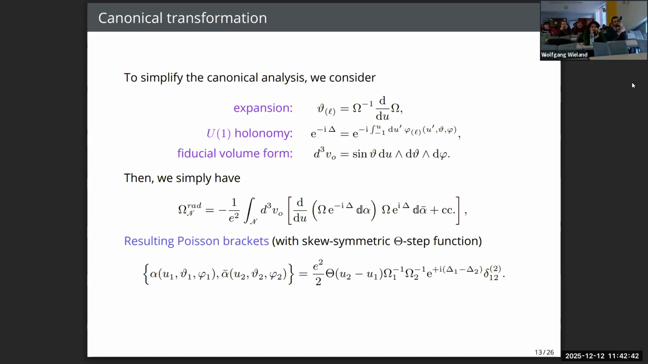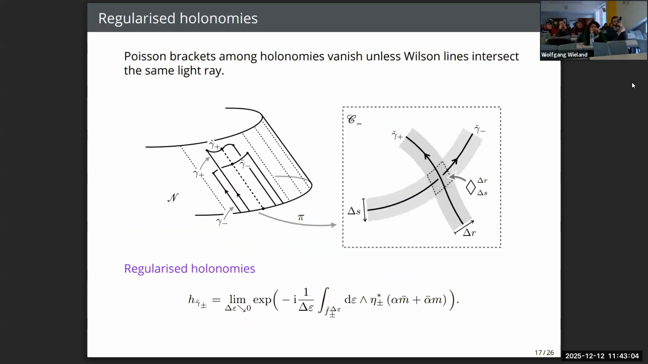And from the structure of the Poisson brackets, it's clear that Wilson lines commute unless they intersect the same light ray, because each light ray is coordinatized by the same angular coordinates, but there's a delta function in here. So this can only have non-trivial contributions if we are at the same light ray, which I've indicated in here. So these Wilson lines are non-commuting only if they intersect the same light ray, or in other words, if the projection onto C minus intersects.